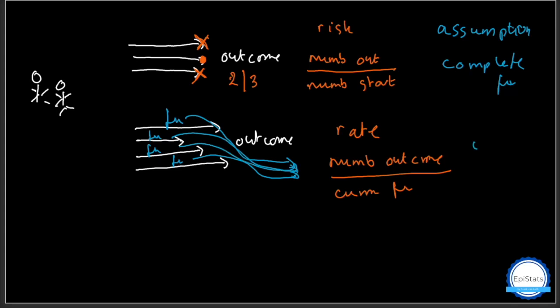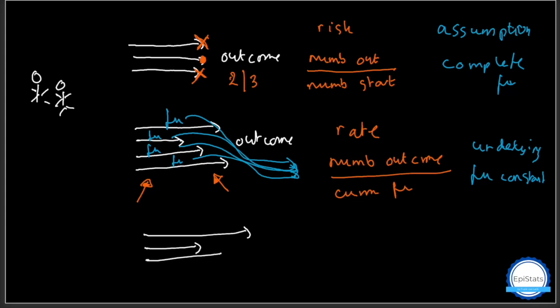The assumption here is that the underlying risk during the follow-up is constant. So it doesn't matter if I look at the first 2 months of follow-up or the last 2 months of follow-up, the underlying risk is the same. But also this is often not the case, as it might happen that this underlying risk changes over time, for example by the start of treatment.